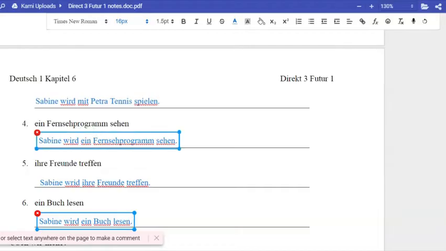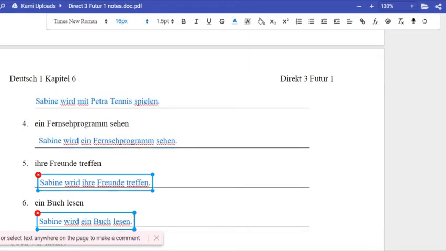Did you get Sabina wird ein Fernsehprogramm sehen? Make sure your sehen is at the end. Wird is conjugated to go with Sabina. You say it. Wunderbar. Sabina wird ihre Freunde treffen. You say it.